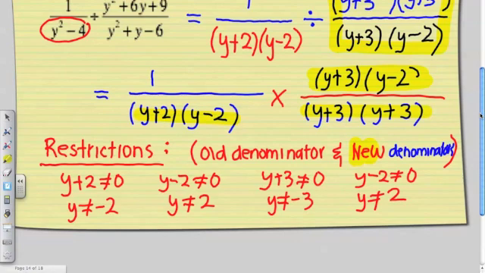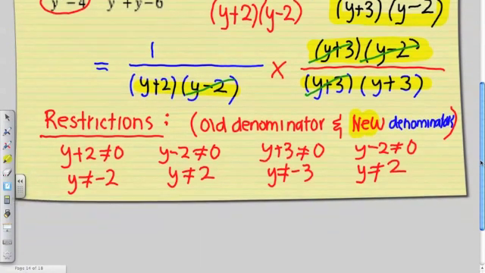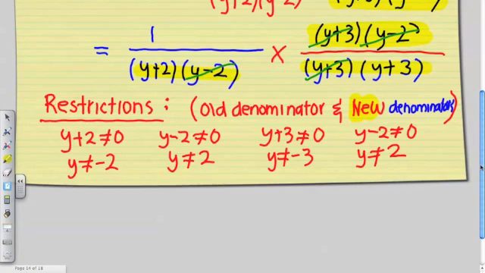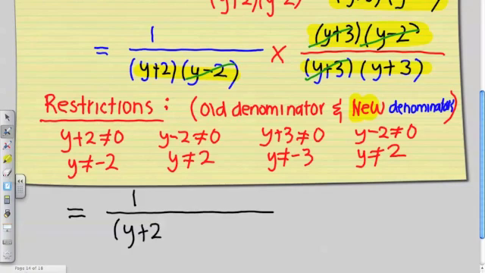Yes, canceling. So I have y plus 3 that cancels with this y plus 3. Y minus 2 cancels with this y minus 2. Is there anything else I can cancel? No, that looks about right. So my final answer is 1 over y plus 2 and y plus 3 in the denominator.